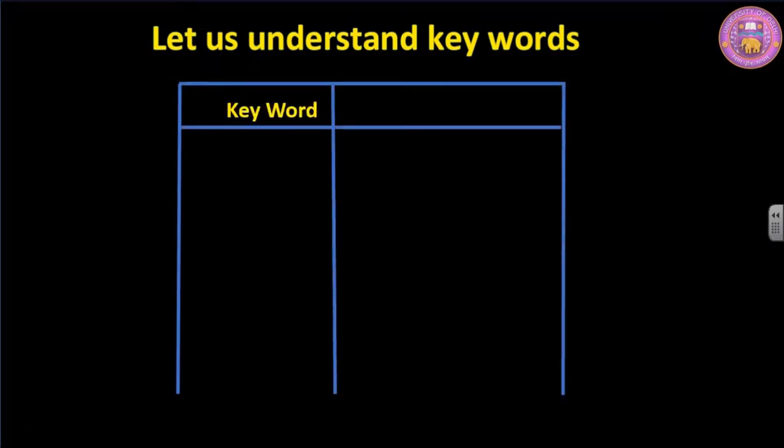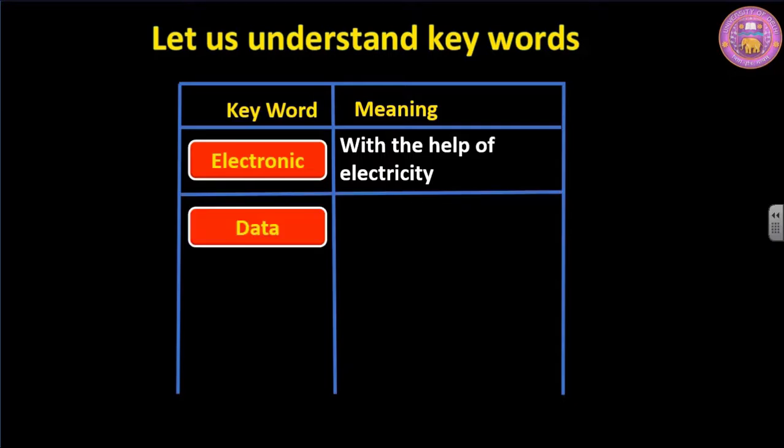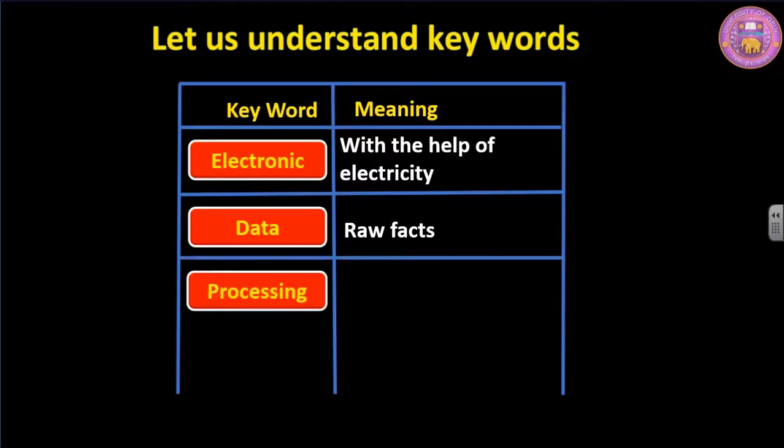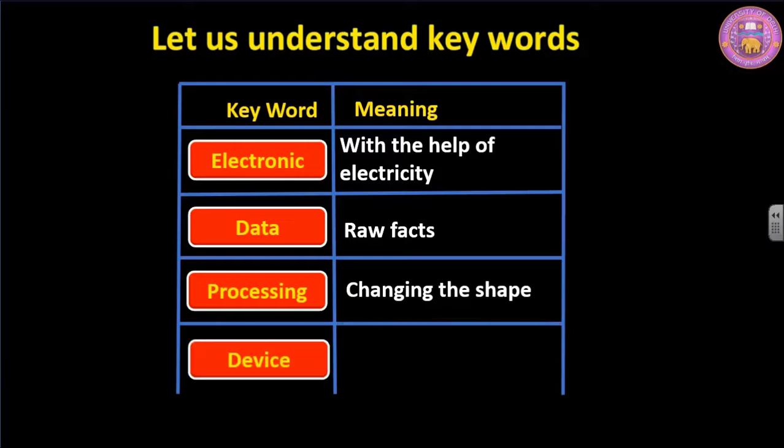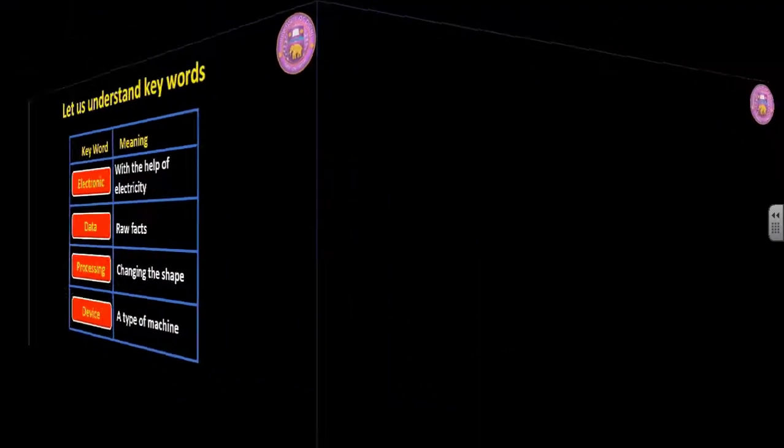The first key word is electronic. Electronic simply means with the help of electricity. Yes, computer works with the help of electricity. Data are the raw facts. Processing changes the shape of the raw data. It converts it into useful information. Device is a type of machine. Yes, computer is a device and we call it a machine.